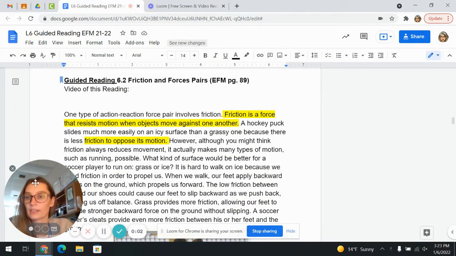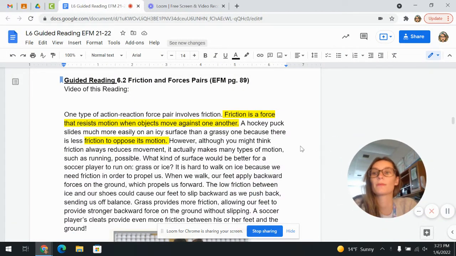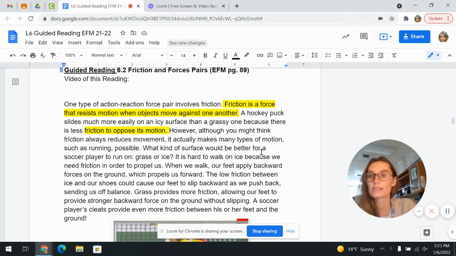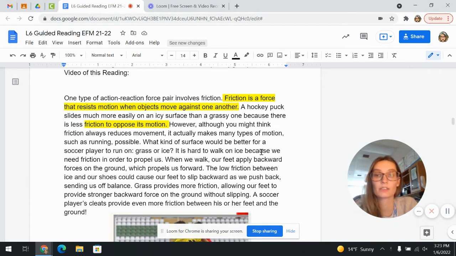This is the guided reading for friction and force pairs. One type of action-reaction force pair involves friction. Friction is a force that resists motion when objects move against one another.